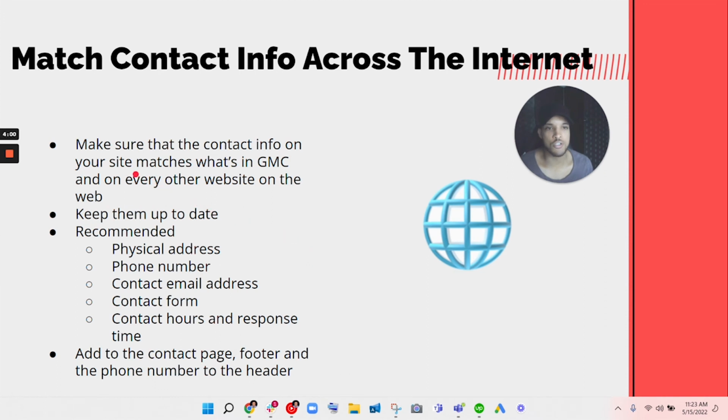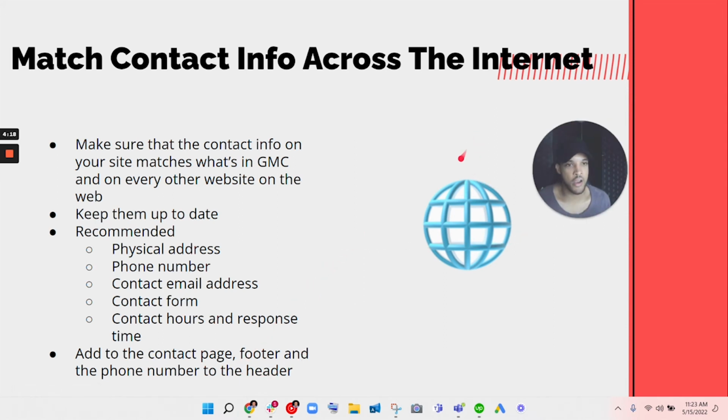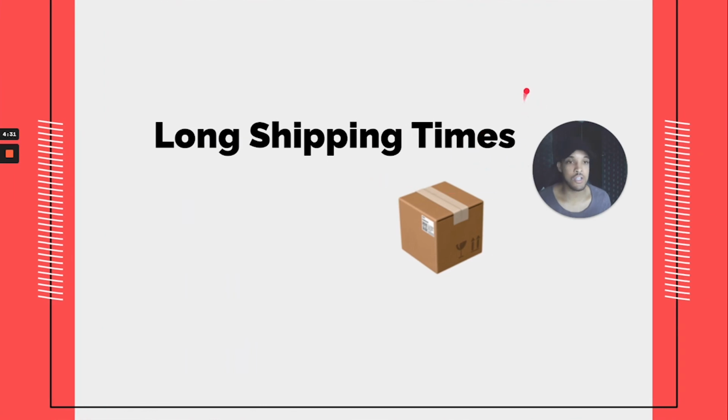You want Google Merchant Center to be the most accurate, up-to-date information of your physical address, contact email, contact form, response times, all these types of stuff you should have consistently across the internet, and add to the contact page, footer, and if you can, the header as well, because that makes it very easy for people to reach out to you. I know a lot of people that are starting don't want people to reach out, so they have as little operational drag as possible, but if you have questions, you want them to easily be able to find you.